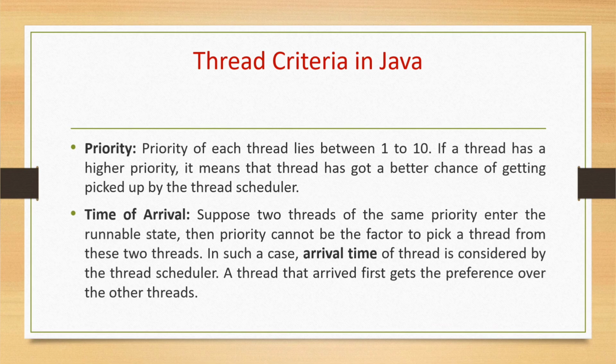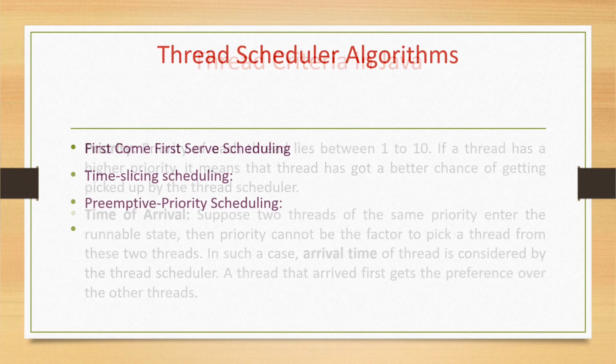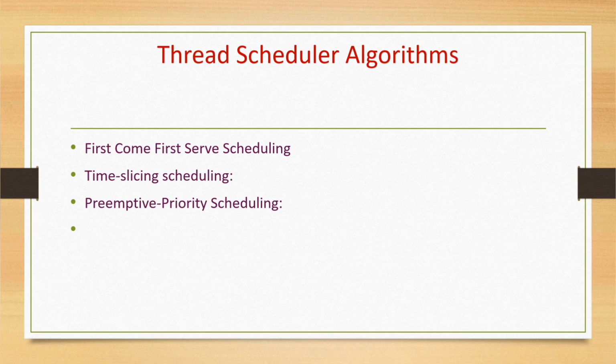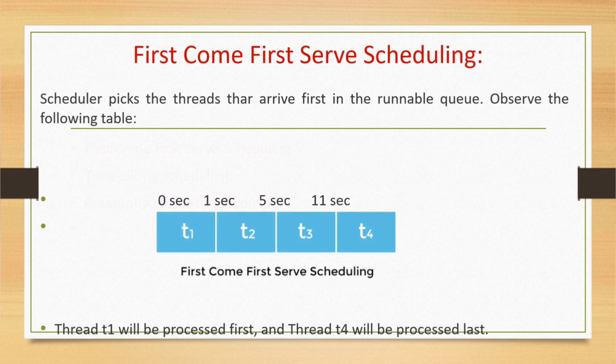Okay, so there are three thread scheduling algorithms. The first is first come first serve, the second is time slicing, and the third is preemptive priority scheduling. The first come first serve algorithm means the thread which arrives first executes first, and the thread which arrives later will execute at the last of the process.